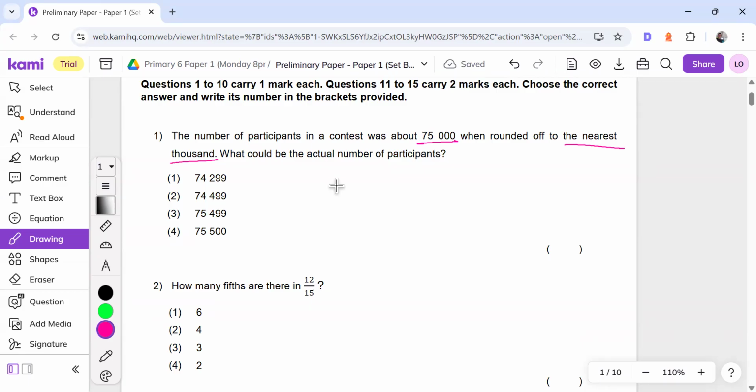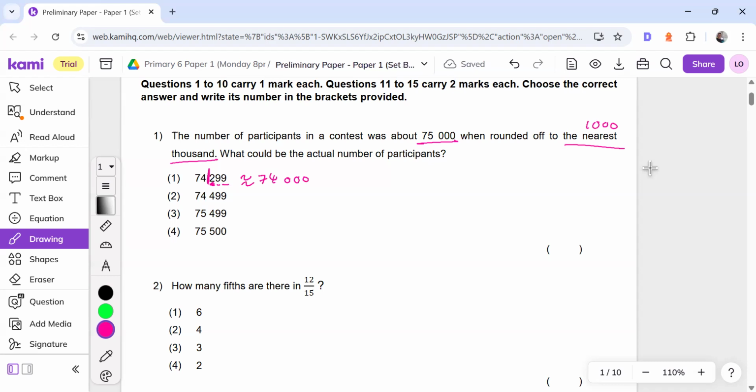All right, nearest thousand, there are three zeros. So you should draw a line to show the last three digits. Then look at the digit nearest the line. You can see the digit 2 is nearest the line and you round down. So when you round down, it is 74,000.